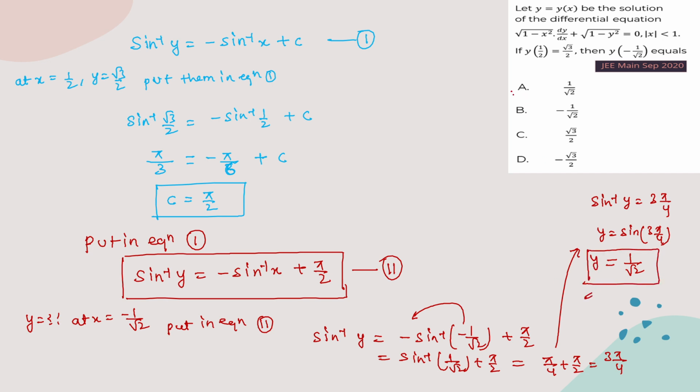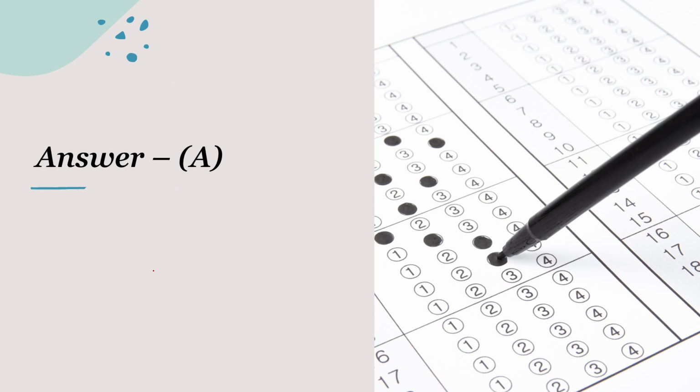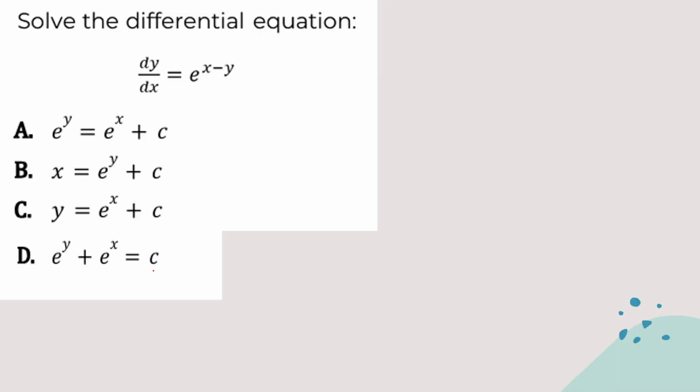Okay, so what is the answer? A option is the correct answer. Is that clear? Okay, let's go to the next page, next question. Yes, so the answer was A option, as you can see. Next question. Again, take 1 minute and try this question. Tell me the answer.